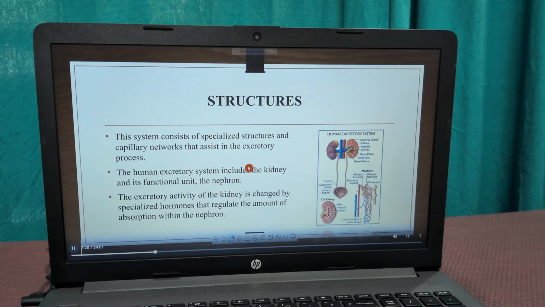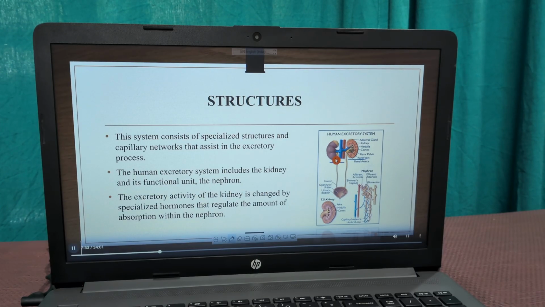So the human excretory system is made up of different organs which are involved in the process of excretion. It includes the kidneys. A pair of kidneys are involved. Here in this picture you can see the pair of kidneys. These are the pair of kidneys.